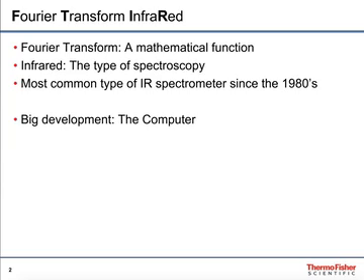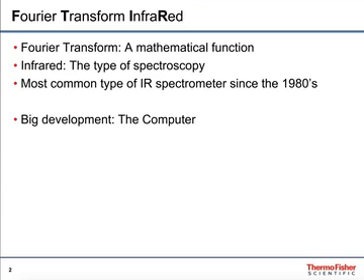The letters FTIR refer to Fourier transform infrared. The first part, the Fourier transform, refers to a mathematical function used to convert data from one format, time domain, to another, frequency domain. The second part, IR, refers to the type of spectroscopy, the infrared, which involves the vibrations of molecules. This type of unit, the FTIR, has been the most common type of infrared spectrometer since about the mid-1980s. This is in large part due to the development of the computer.